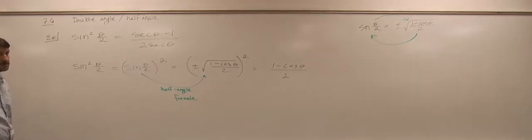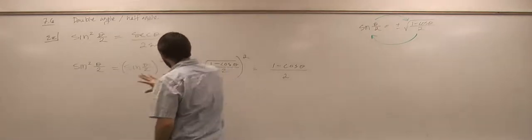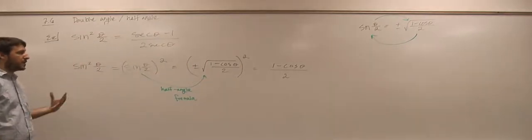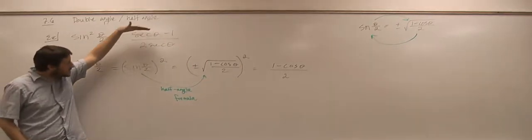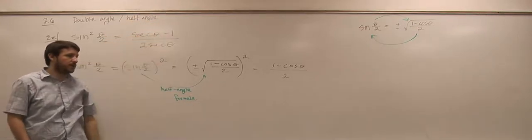Okay, this is where it gets tricky. So far we just plugged in the half angle formula and then canceled the square and square root. But now we have to think a little bit. We're trying to get to secant theta minus 1 on top and 2 secant theta on bottom.